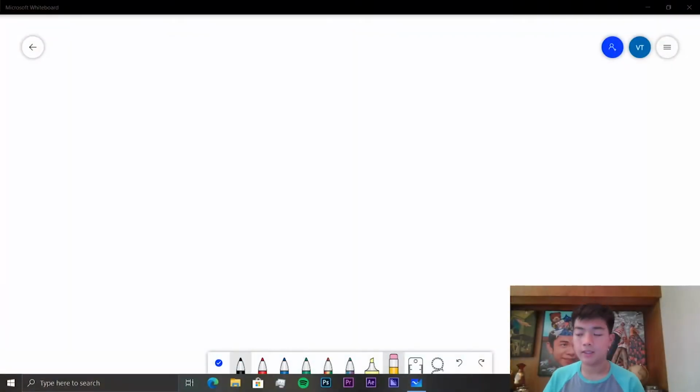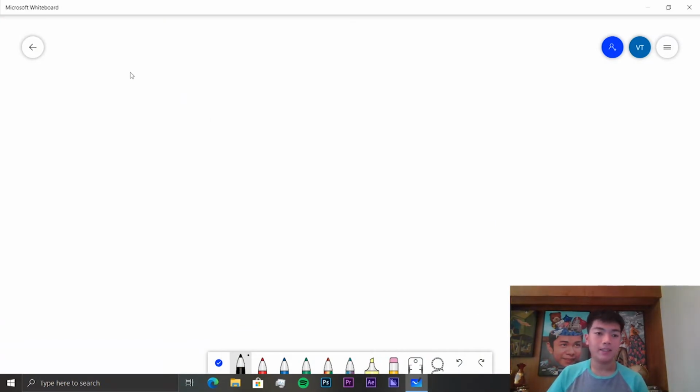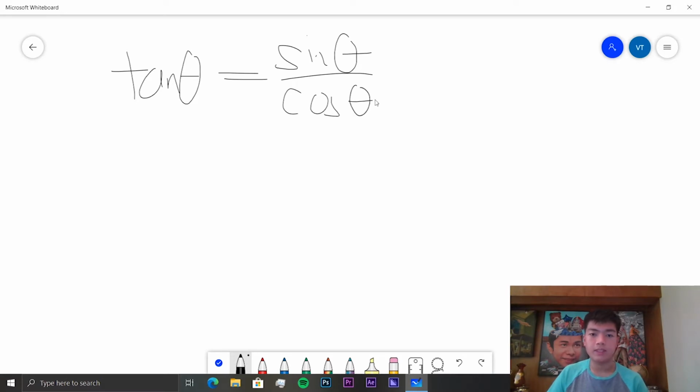In this one, we're going to be going through some of the trigonometric identities. So let's jump right in. There are some very important identities you need to know. The first one we've already met, and it's the fact that the tangent of theta is equal to sine theta over cosine theta. This is very important.